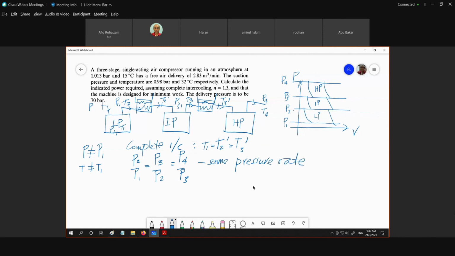Okay. Apakah kita punya overall pressure ratio? Kita punya overall pressure ratio, which is the P max divided by the P min, dan P max adalah pada P4, the P min of the compression adalah pada P1. This is equal to 70 divided by the P1 kita adalah 0.98.